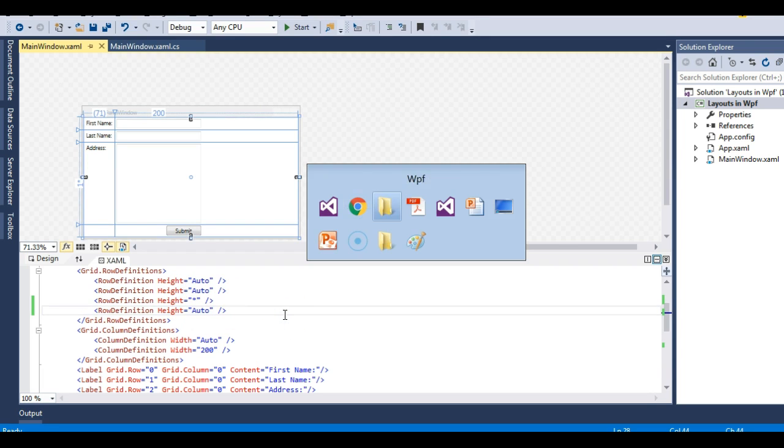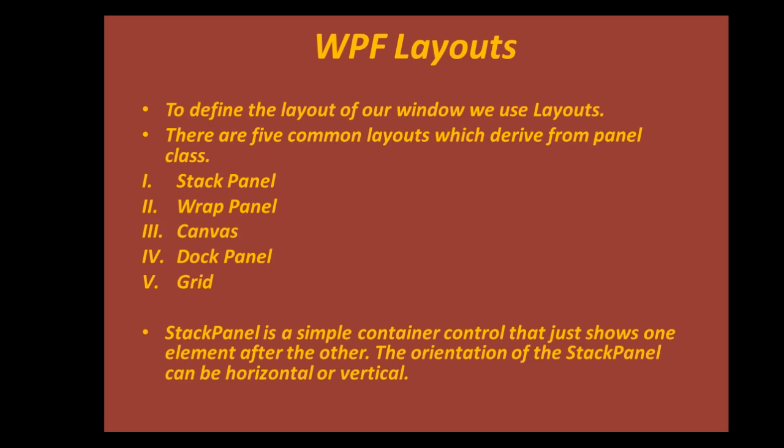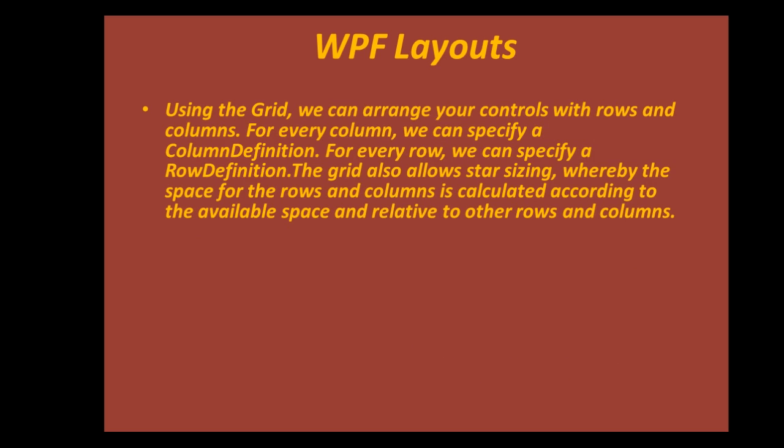So this is specified in our slide. So using the grid, we can arrange our controls with rows and columns. For every column we can specify a column definition, for every row we can specify a row definition. The grid also allows star sizing, whereby space for the rows and columns is calculated according to the available space and relative to other rows and columns. So you can practice all these things on your own and get a good grasp of these layout containers, because these containers form a base of your UI designing in WPF.